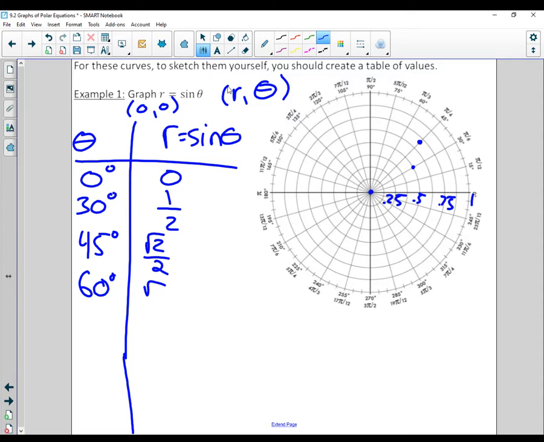What about square root of 3 over 2? Someone got me? Square root 3 over 2. What is it? 0.9. So we're really close. So 60 degrees, where are we at? I don't know, like here-ish, maybe.